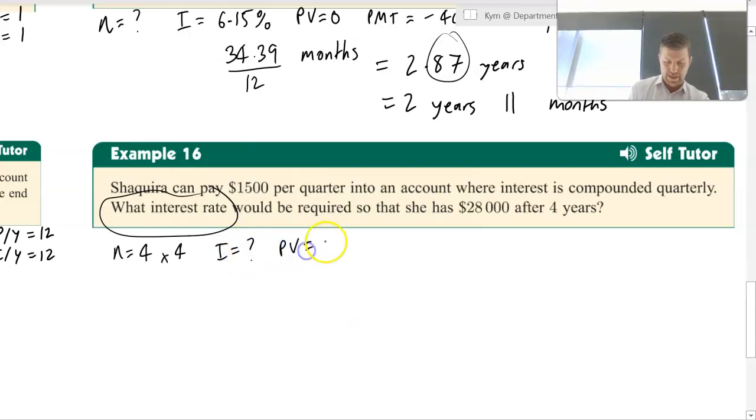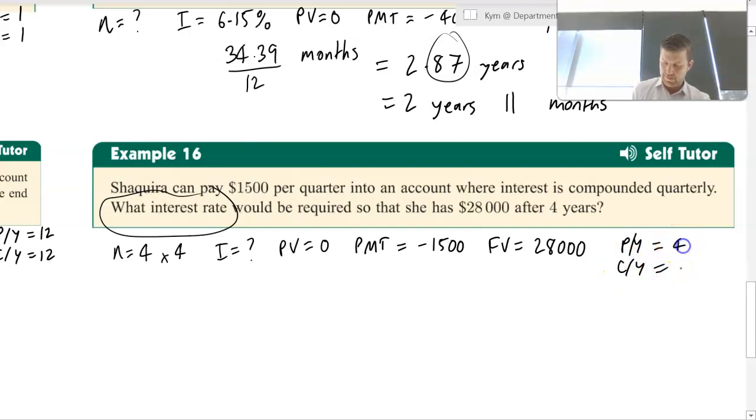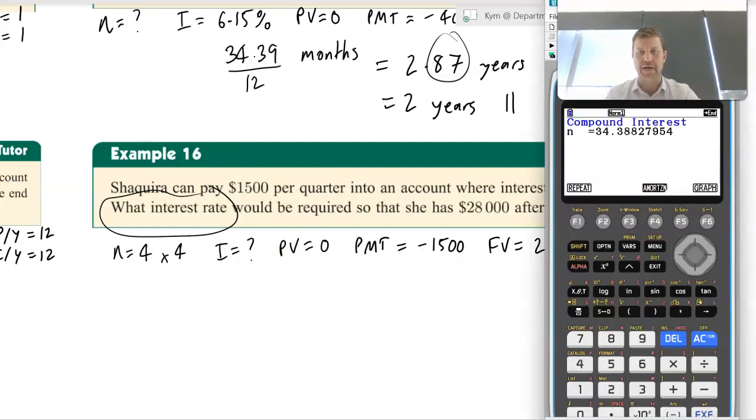Present value, again, we're starting with nothing in the account. There's no initial investment. The payments per term, per quarter, in this case, is going to be minus 1,500. The future value we're looking for is $28,000. And PY and CY, in this case, are going to be 4 because we are compounding quarterly. Okay, so let's go ahead and put all that information into the calculator and ask it to tell us what the interest rate would be.